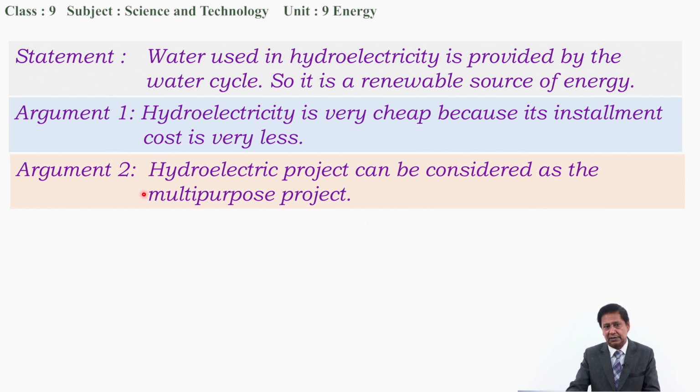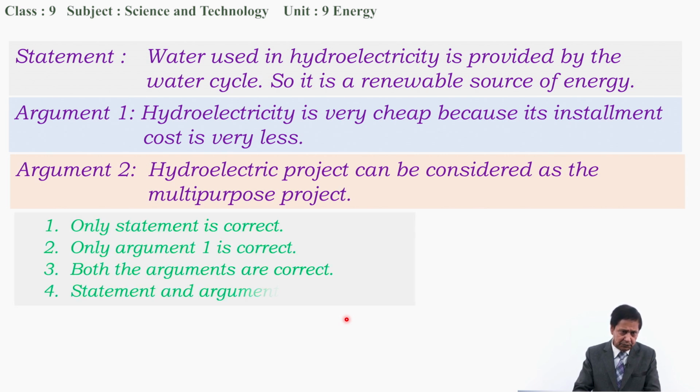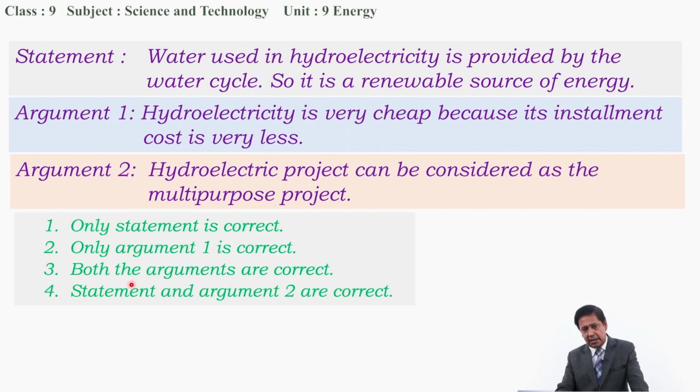Looking at this statement and argument, now we have to decide which option is correct among these four. Now check it one by one. Only statement is correct. Is this correct? Water used in hydroelectricity is provided by the water cycle. Yes, this is correct, and the remaining part, so it is a renewable source of energy. Yes, this part is also correct. That's why the whole statement is correct.